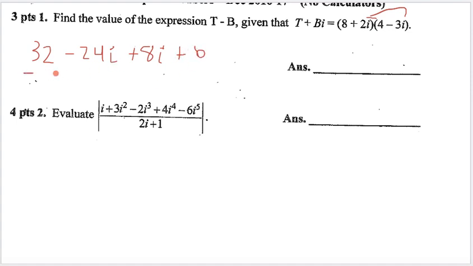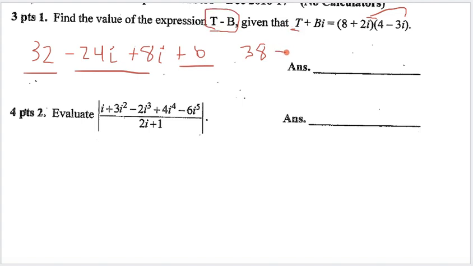Okay, now combine like terms. I have a 32 and a 6, so that makes 38 for the real part. And then I have a negative, what is that, negative 16i? Negative 16i. Oh, they wanted us to find t minus b, with t being the real part.